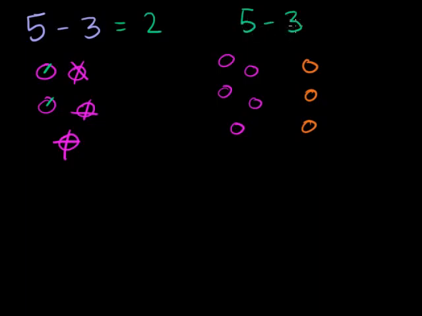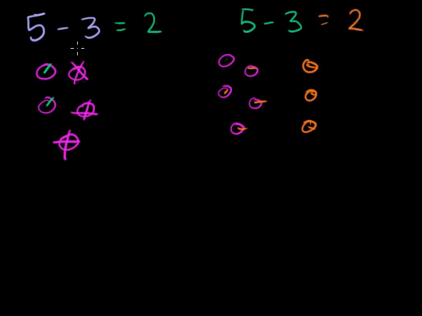So another way to think about 5 minus 3 is how many more berries do I have than you have? And if you look right here, you have 1 berry there, and we both have 1 berry there, and we both have 1 berry there. But I've got 1, 2 berries that you don't have. So once again, I have 2 more berries than you have.